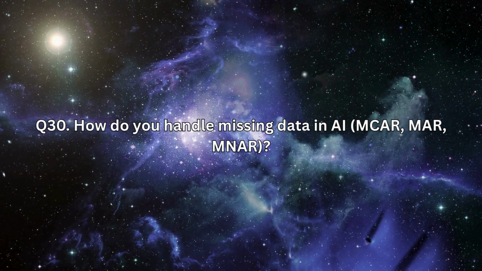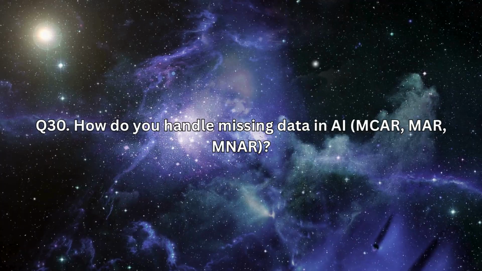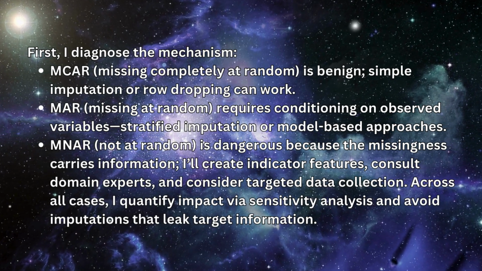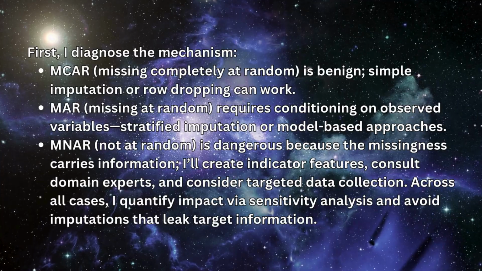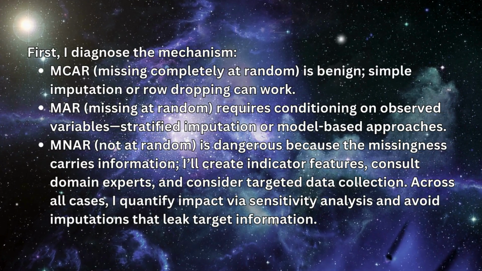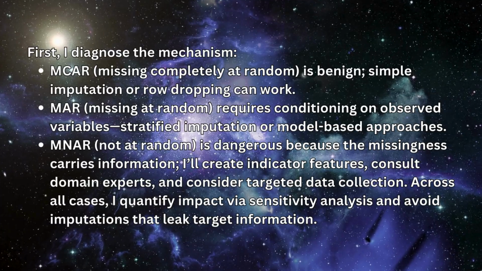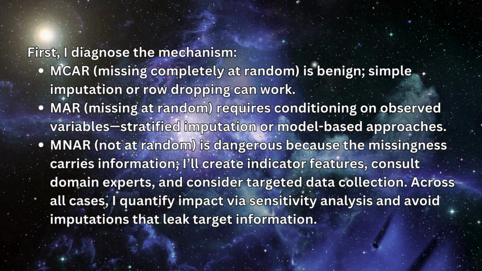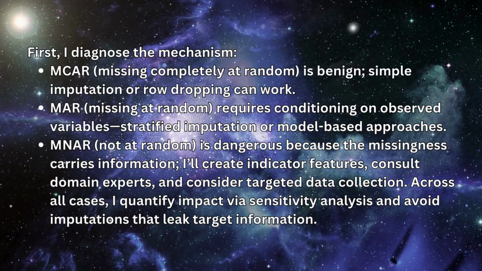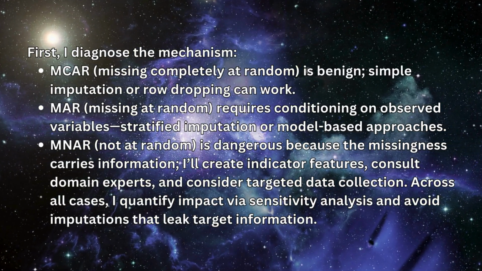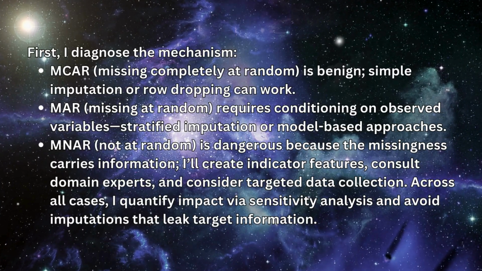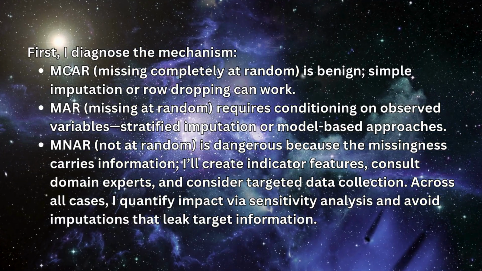How do you handle missing data in AI: MCAR, MAR, MNAR? First, I diagnose the mechanism. MCAR, missing completely at random, is benign. Simple imputation or row dropping can work. MAR, missing at random, requires conditioning on observed variables, stratified imputation or model-based approaches. MNAR, not at random, is dangerous because the missingness carries information. I'll create indicator features, consult domain experts, and consider targeted data collection. Across all cases, I quantify impact via sensitivity analysis and avoid imputations that leak target information.